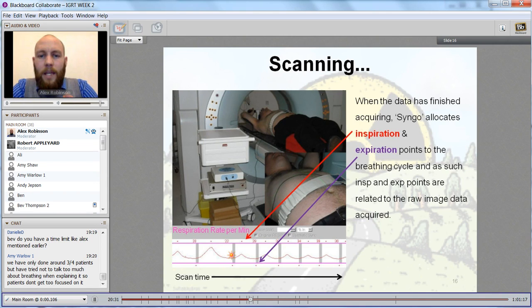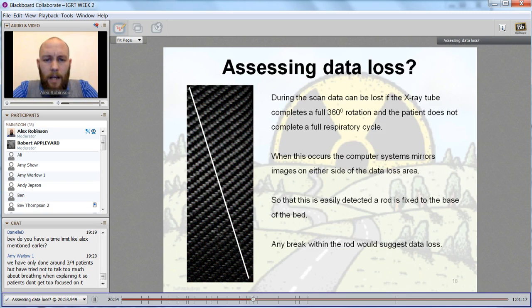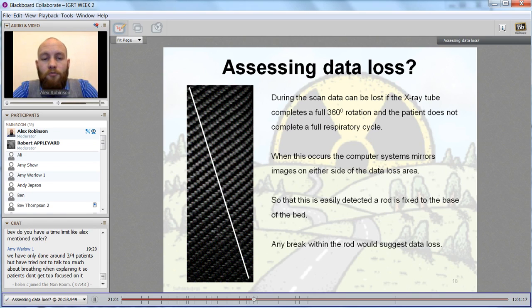Okay, so the issue that we get is that if, as the X-ray tube is rotating around our patient, they have moved through without completing a full breath cycle, that means that we've lost data. So we need a way of checking if we've lost data. Along the bottom of our carbon fiber couch, there was a carbon fiber rod that just ran diagonally from one corner to the other.